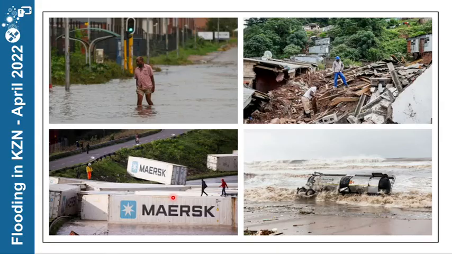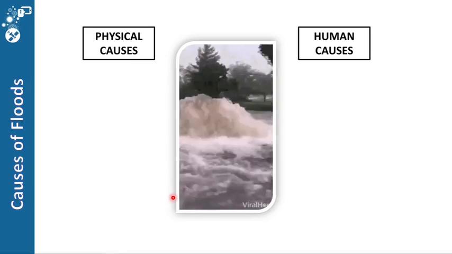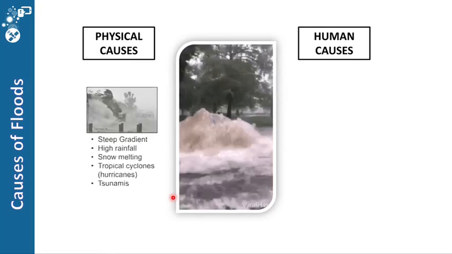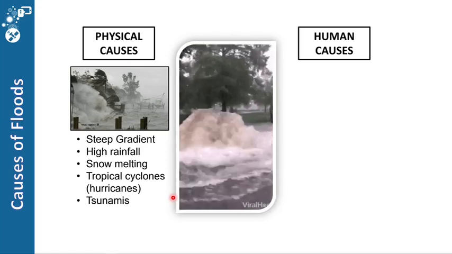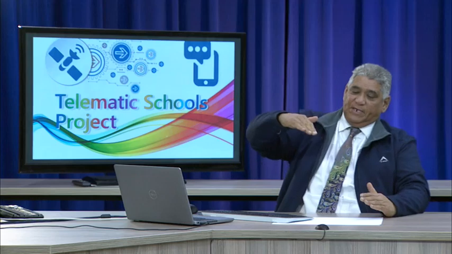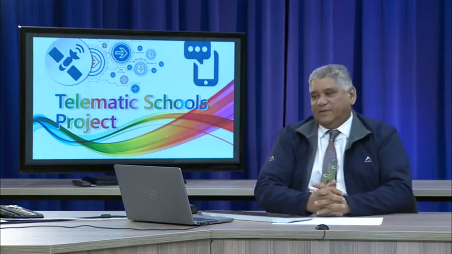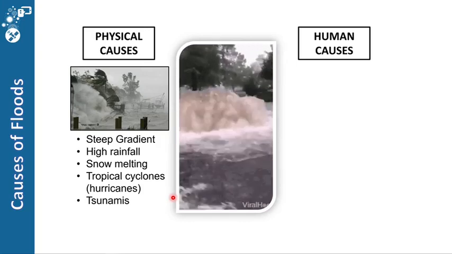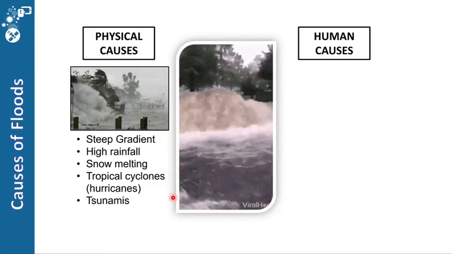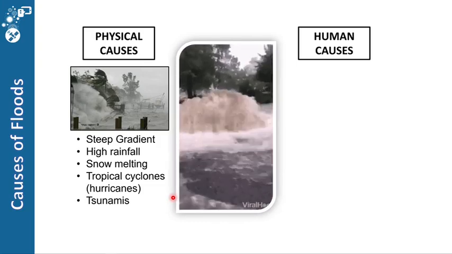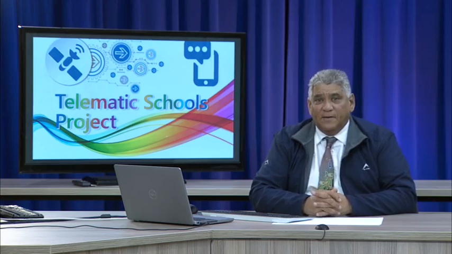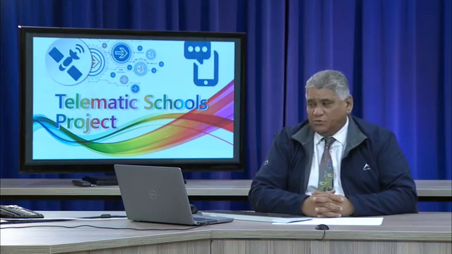Now the question is, but what are the causes? What are the causes of floods? Now you have your physical causes and you have the human causes. Firstly, steep gradient. If you've got a steep gradient, water can move much faster, and that of course causes flooding. And obviously the second one is high rainfall, snow that melts, and remember tropical cyclones. Hurricanes cause floods, sometimes it hits South Africa, the eastern coast of South Africa.